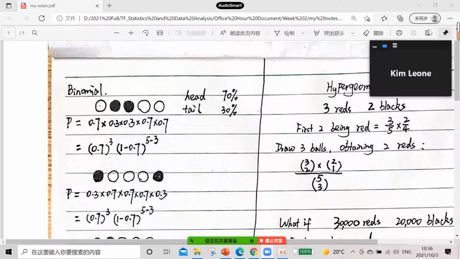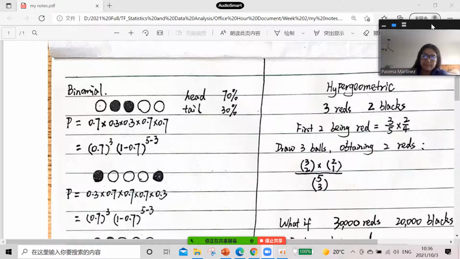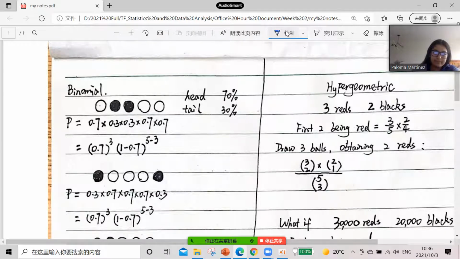So can you see my screen now? Yeah. Yeah. Okay, sure. Great.